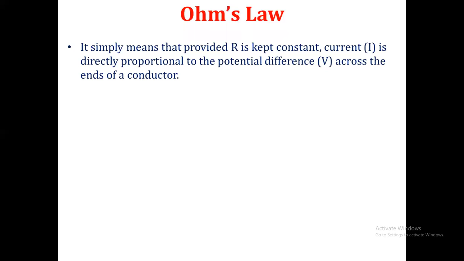It simply means that provided R is kept constant, I is directly proportional to the potential difference. That means, as we know, our equation for Ohm's law is V equal to I into R, but when I say that R is always constant, then we can easily say that applied voltage is directly proportional to the current. What does this indicate?